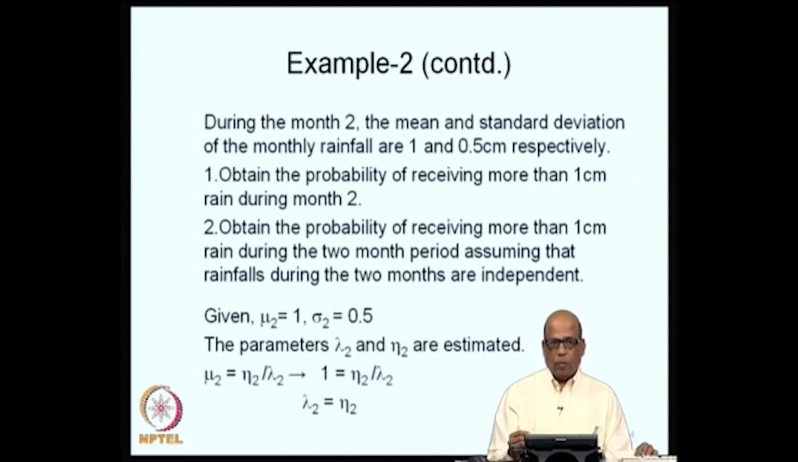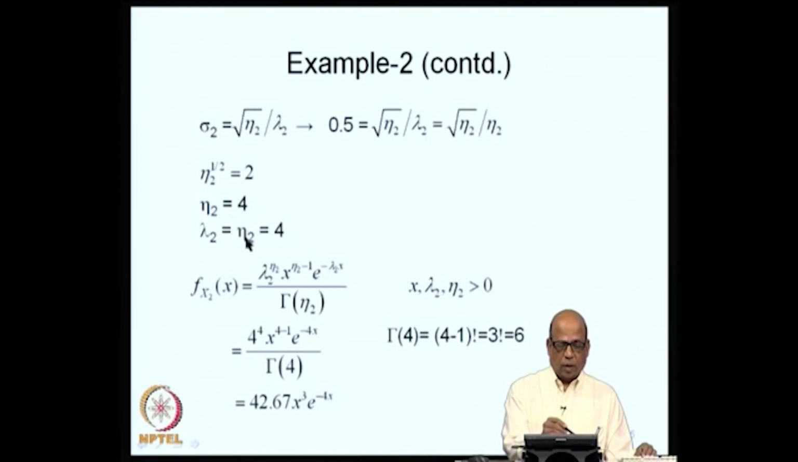Now, for month 2 we do the same thing, that is obtain the probability of receiving more than 1 centimeter rain during month 2, and month 2 has the moments. For example, the mean mu 2 is equal to 1 and the variance is 0.5 square. So, sigma 2 is 0.5. We again get the parameters lambda 2 and eta 2. In this case lambda 2 comes out to be 4 and eta 2 comes out to be 4. Then we obtain the f of x, the PDF for the random variable x 2, which turns out to be 42.67 x cube e to the power minus 4 x.